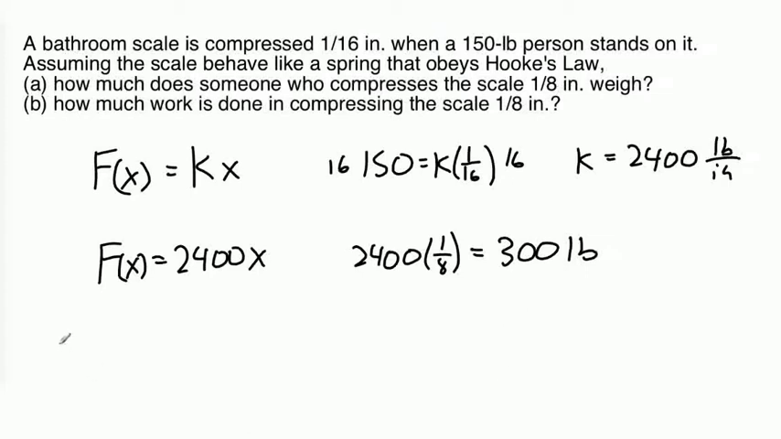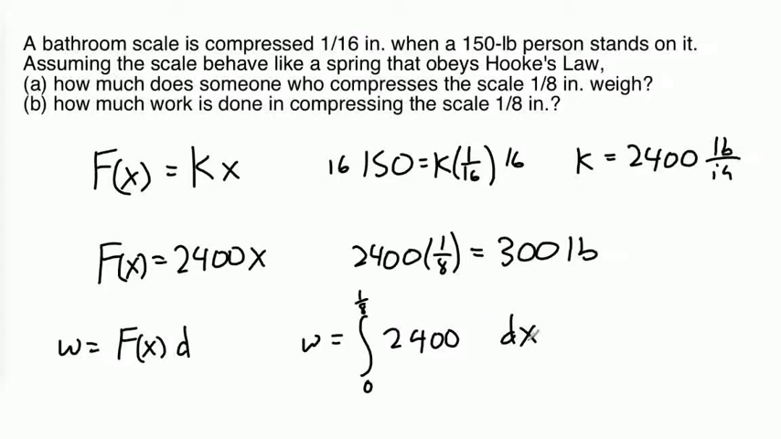Now, the work done is going to be my force multiplied by my distance traveled. Well, since my force here is not constant, I can't just multiply it. So my work done is going to be the integral going from 0 to 1/8 of f of x, and f of x in this case is going to be 2,400x, and then dx, because it's a change in x.